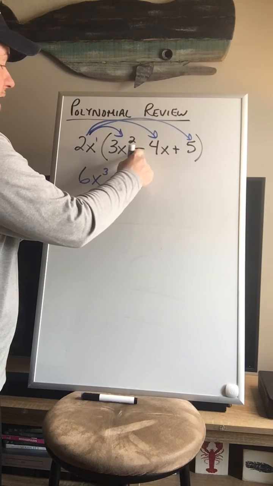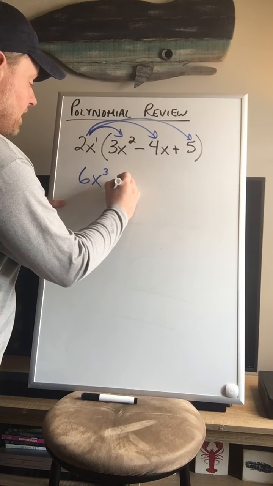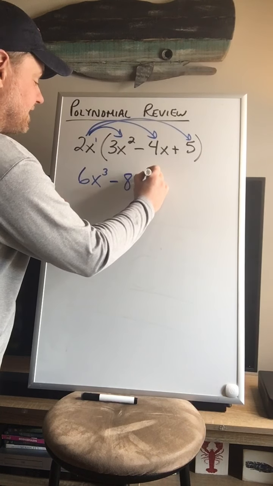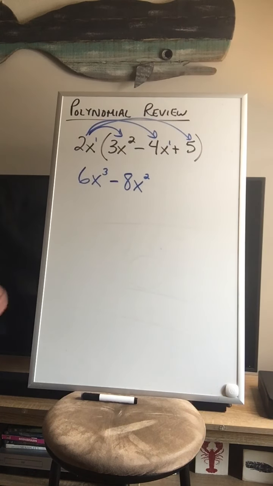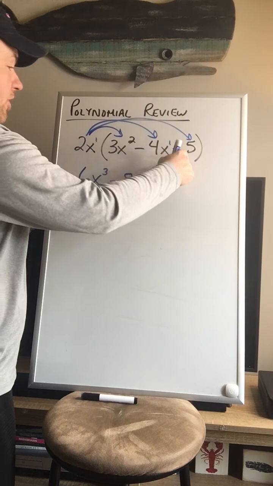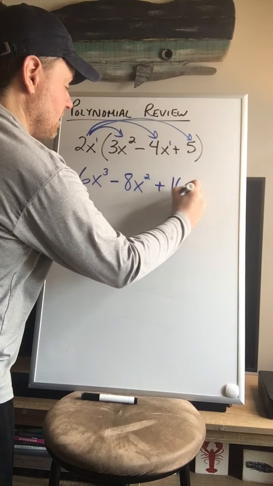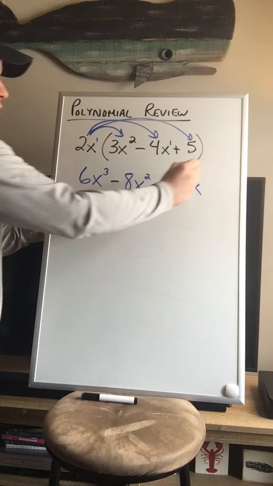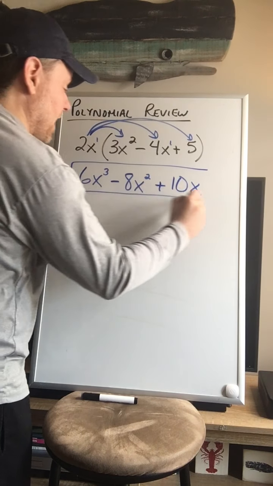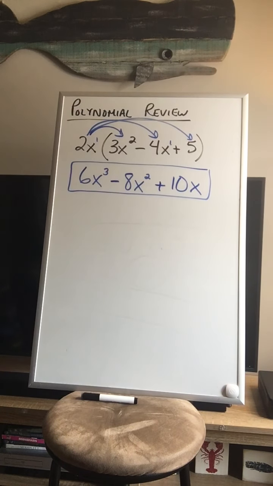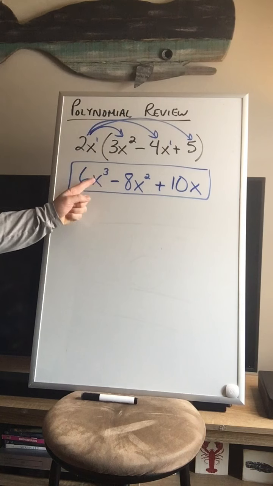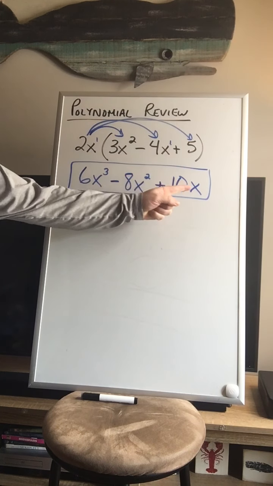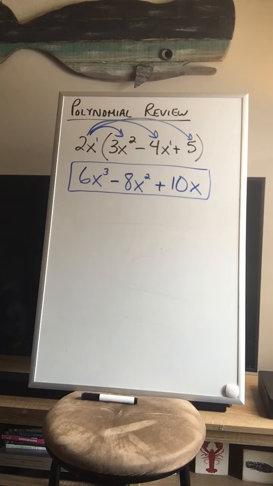2x times minus 4x, that's going to make minus 8x to the second. Add the exponents. And then 2x times 5 would be 10x. And guess what? That is the final answer. That's it. Okay? That's the final answer because, once again, you can't combine something to the third power with something to the second power with something that's to the first power. So that's the final answer.